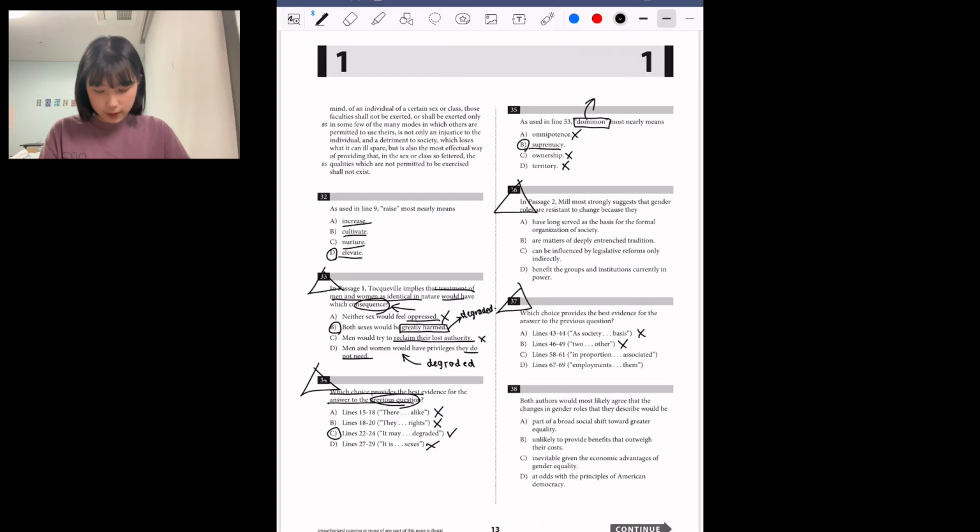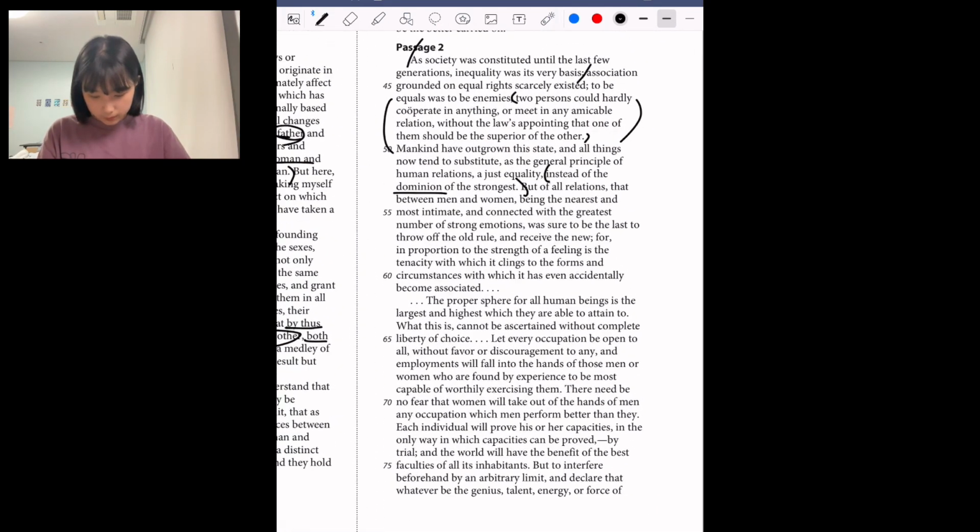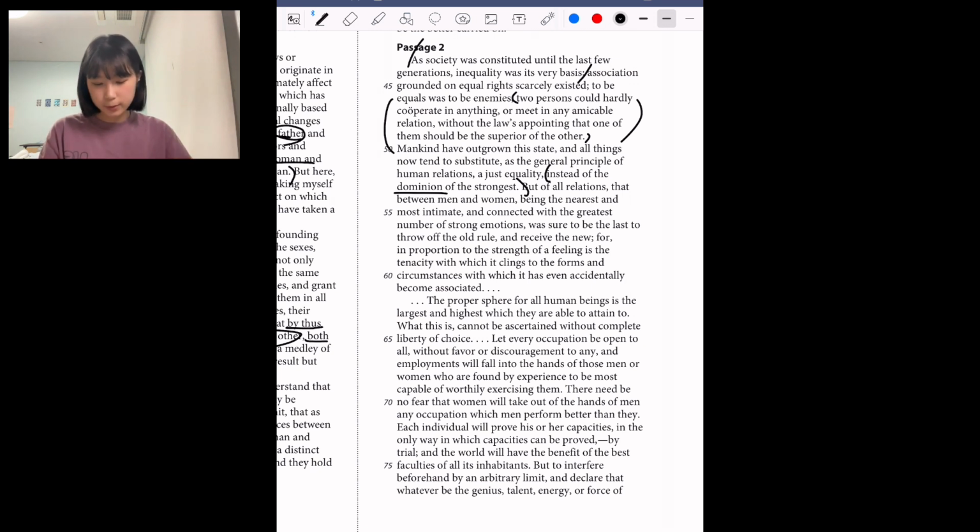And C, 58 to 61. Here. In proportion to the strength of a feeling is the tenacity with which it clings to the forms and circumstances with which it has even accidentally become associated. Here it's saying in proportion to the strength of a feeling, so it's saying the feeling of difference between men and women is the tenacity with which it clings to the forms and circumstances with which it has even accidentally become associated. Here, it's important.